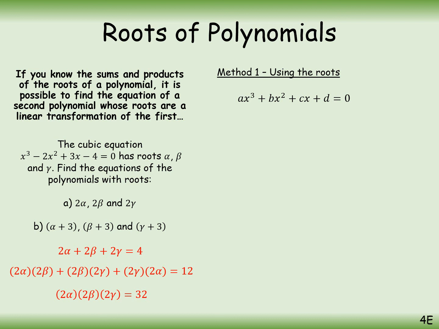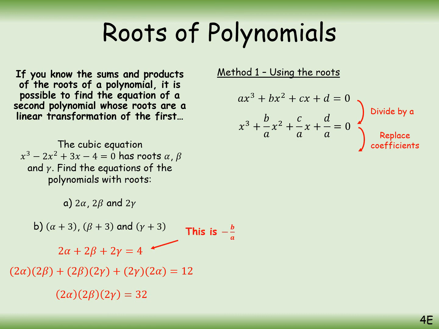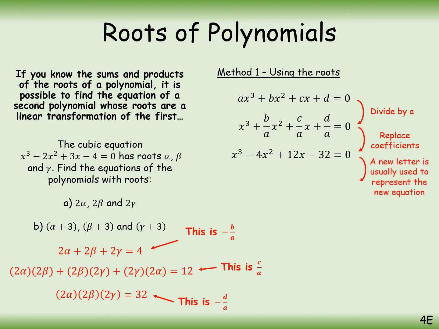So let's look at this cubic equation. If we divide the whole thing by a and replace the coefficients, this is minus b over a, this is c over a, and this is minus d over a, then we'll get the following equation. A new letter is usually used to represent the new equation. So let's just say we'll call it w. So we could write this as w cubed minus 4w squared plus 12w minus 30.